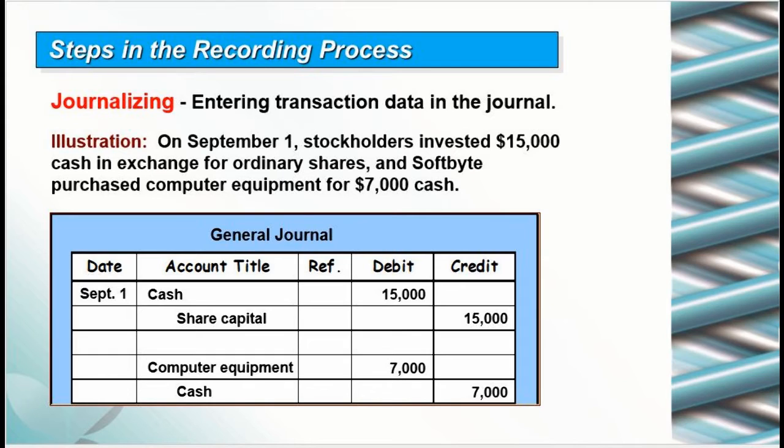The credit account title, that is the account to be credited, is indented and entered on the next line in the column headed Account Titles and Explanation. And the amount of the credit is recorded in the credit column. A brief explanation of the transaction appears on the line below the credit account title. A space is left between journal entries. The blank space separates individual journal entries and makes the entire journal easier to read.